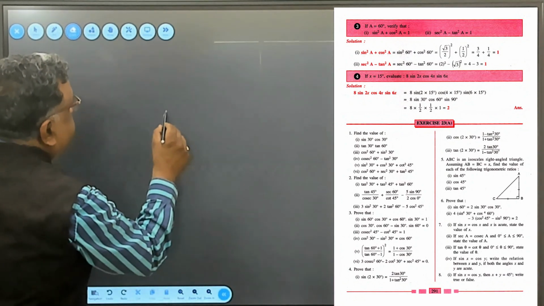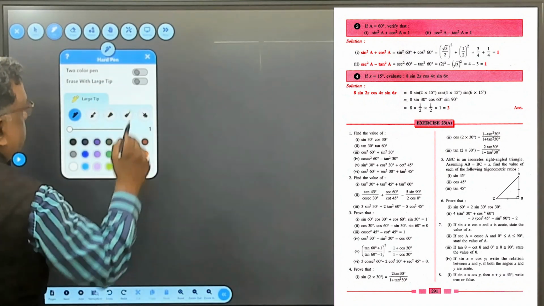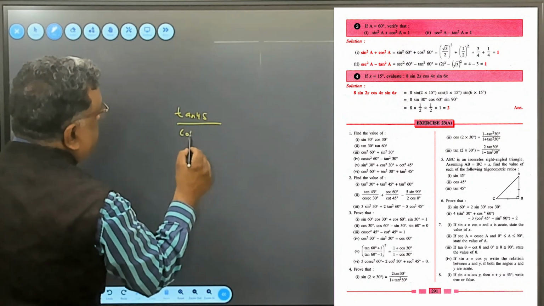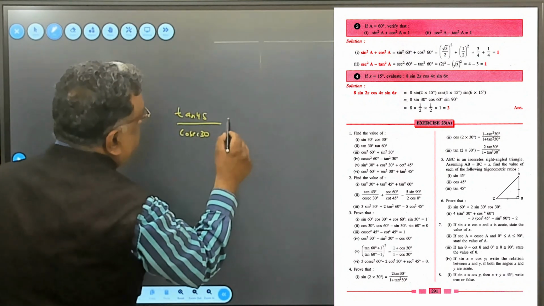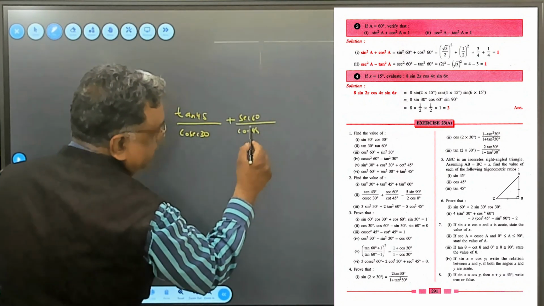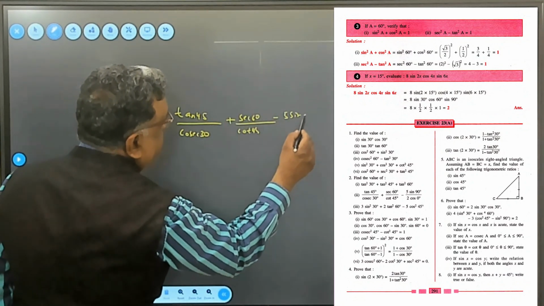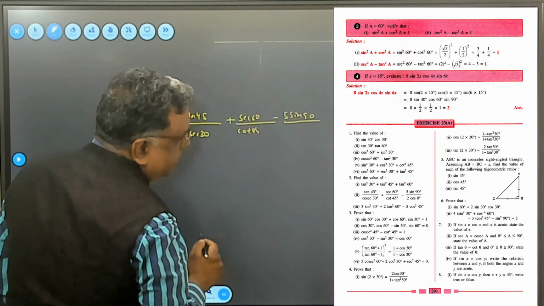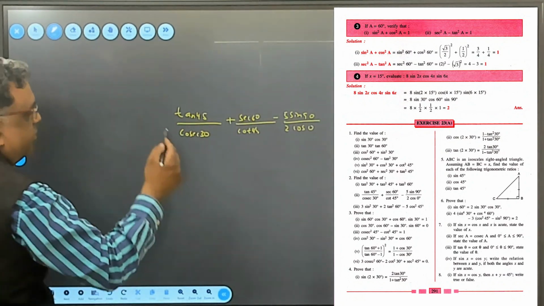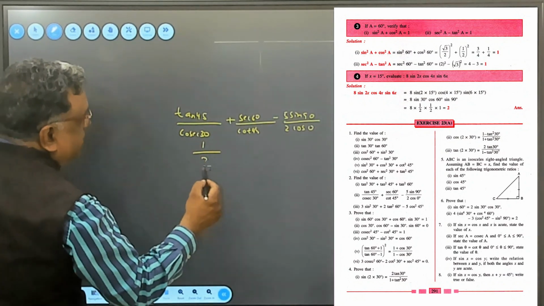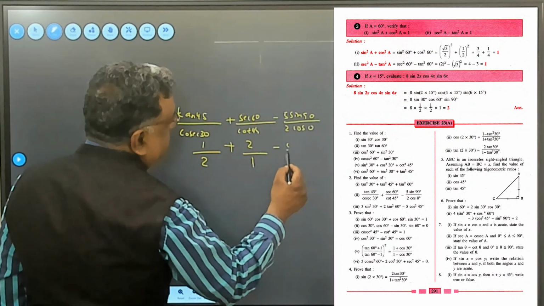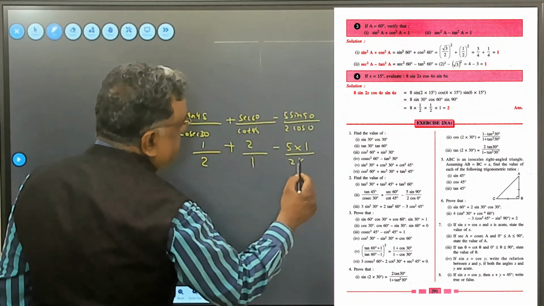Tan 45 upon cosec 30 plus sec 60 upon cot 45 minus 5 sin 90 upon 2 cos 0. Okay. So we have to just apply. Tan 45 is 1, cosec 30 is 2, sec 60 is 2, cot 45 is 1, sin 90 is 1 and cos 0 is 1.